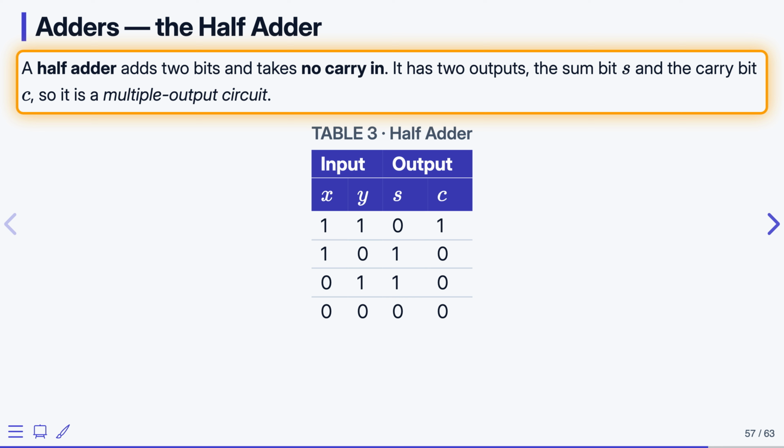Now we use gates to do arithmetic. A half adder adds 2 single bits, x and y, and there is no carry coming in. It is called half for exactly that reason.